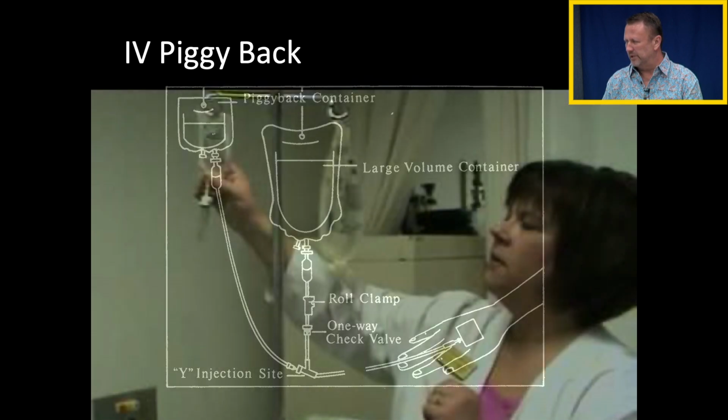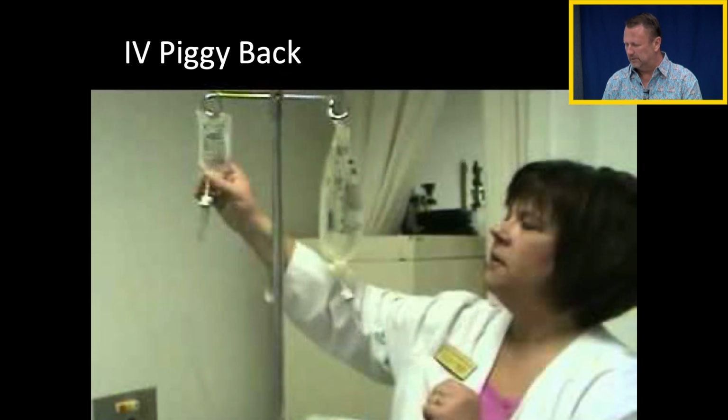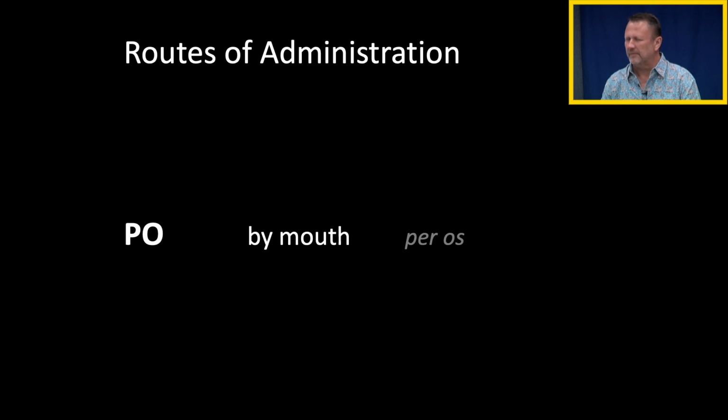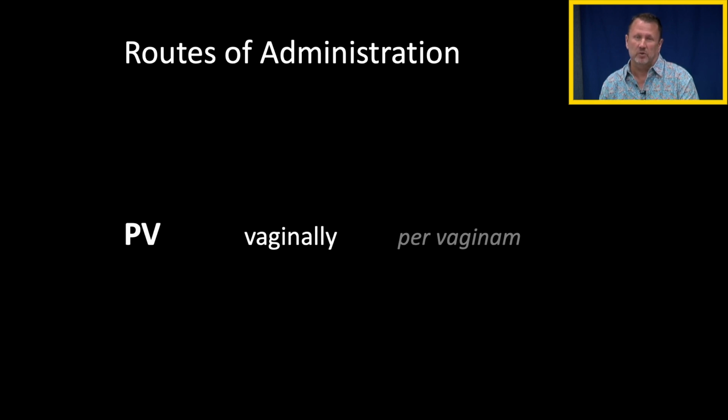I think we've made that point. Yeah, there's an IV piggyback. PO means by mouth. PR means by rectum. Suppositories are given PR. And we'll talk about this when we talk about routes of administration. Vaginal suppositories are given PV.